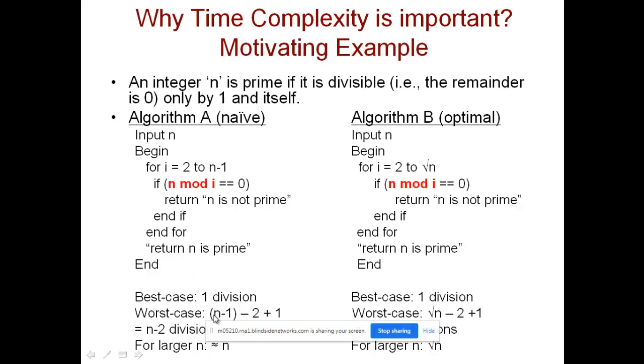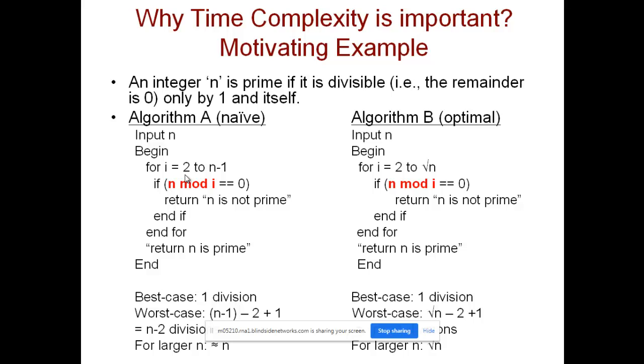So the number of divisions you will be doing in the worst case is the number of integers in this range from 2 to n minus 1. Mathematically, if the lower limit is 2 and the upper limit is n minus 1, the number of integers inclusive is the upper limit minus the lower limit plus 1. So for example, if n is 11, how many integers are there from 2 to 11? If n is 11, n minus 1 is 10. So how many integers are there from 2 to 10? It's 2, 3, 4, 5, 6, 7, 8, 9, 10. You have to count it.